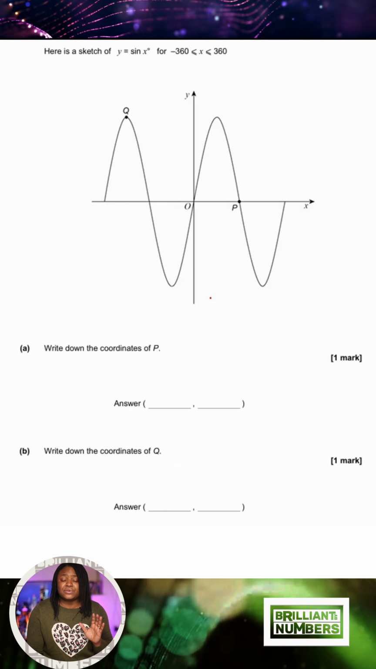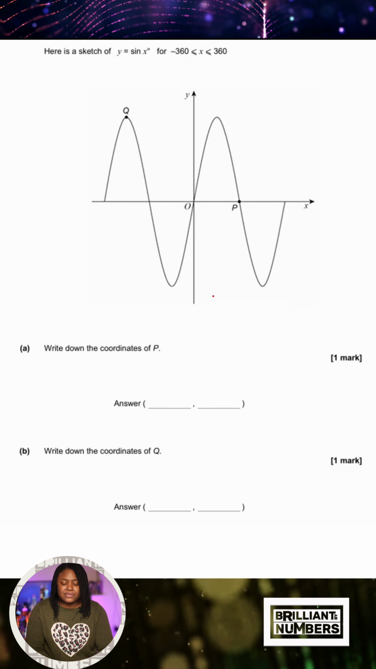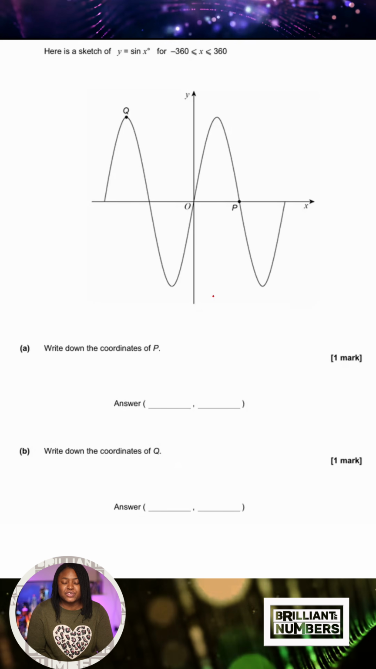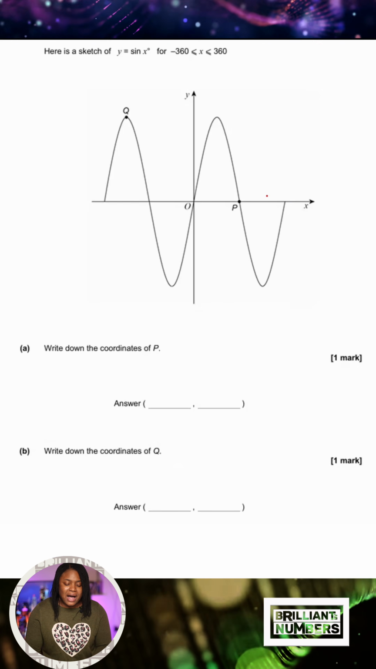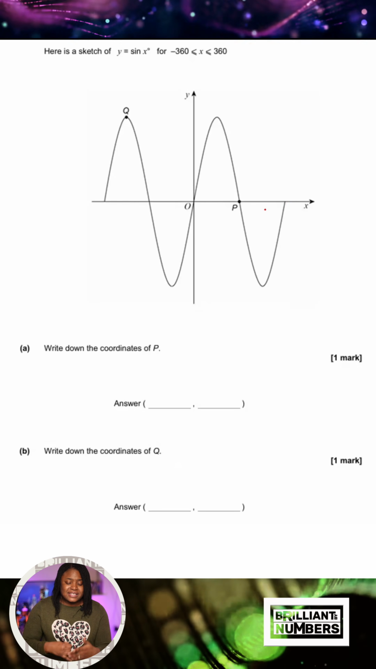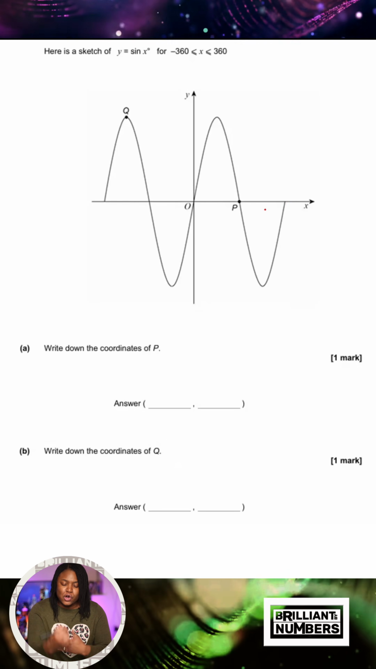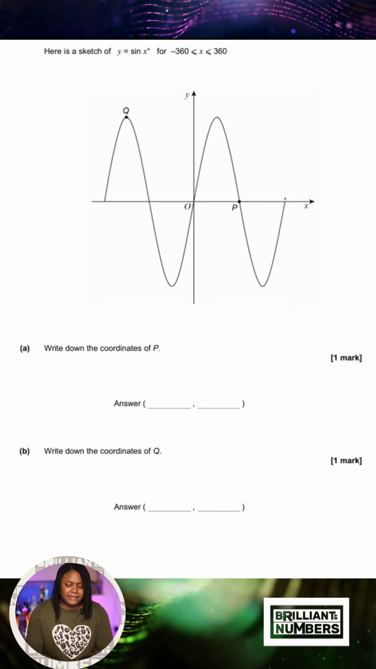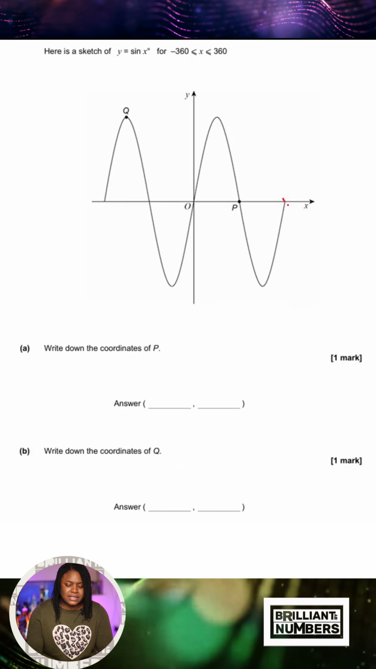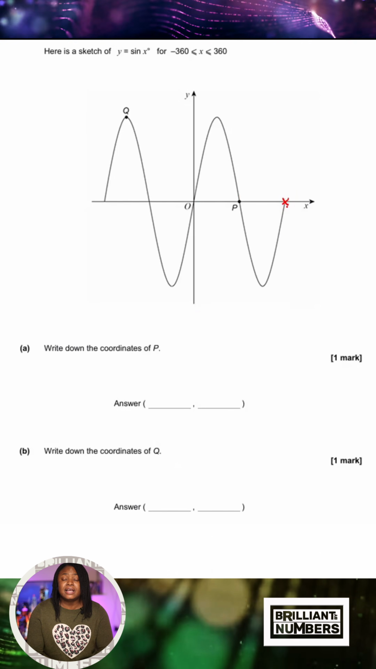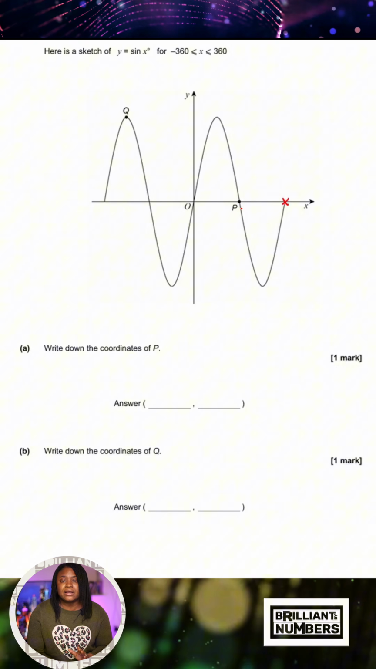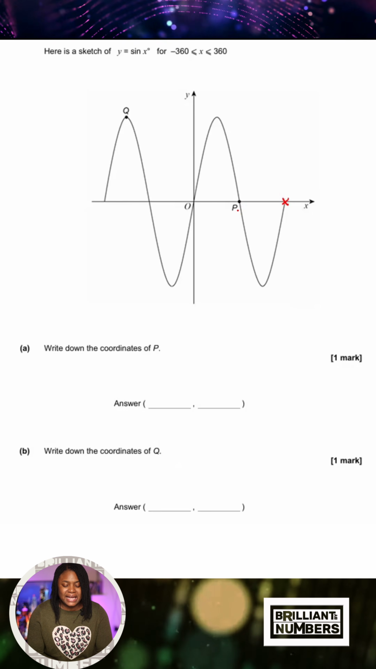Now, in order to break through this question, we need to first of all understand that the period for the sine graph is 360 degrees. Now, after every 360, the cycle continues again, another 360 and so on. It means then that from the origin to this point I've marked X here is 360. The point P is halfway. Half of 360 is 180.